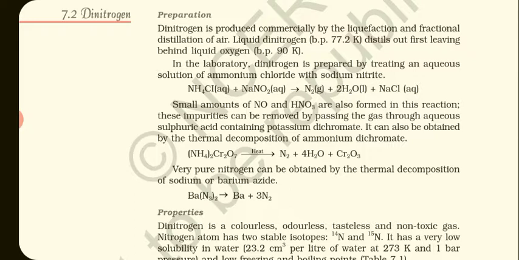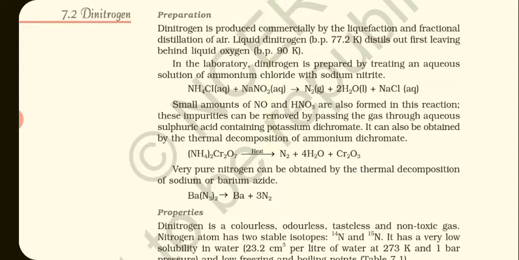Chapter 7. We will see in this video about preparation of ammonia, but first of all we will see preparation of dinitrogen. So dinitrogen means N2 gas. How is it prepared? Dinitrogen gas is produced commercially by the liquefaction and the fractional distillation of air. Liquid dinitrogen, whose boiling point is 77.2 Kelvin, distills out first, leaving behind the liquid oxygen.